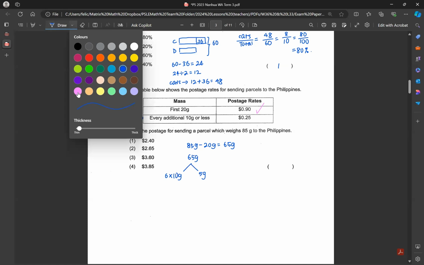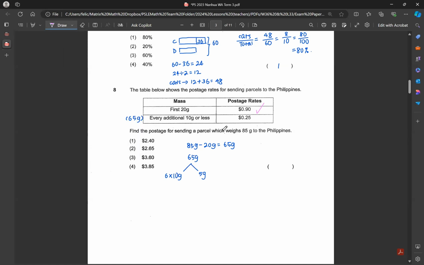So now I'm just going to write down the pricing that represents this. Okay, so 6 sets of 10 grams means, you see, every additional 10 grams. Every set of 10 grams, they charge you 25 cents. But since I've realized that there's 6 sets of 10 grams, that means over here, this will be 6 times 25 cents. All right, so this works out to be $1.50.